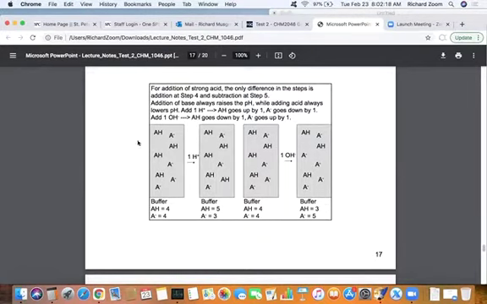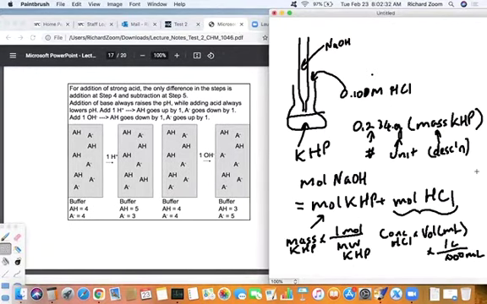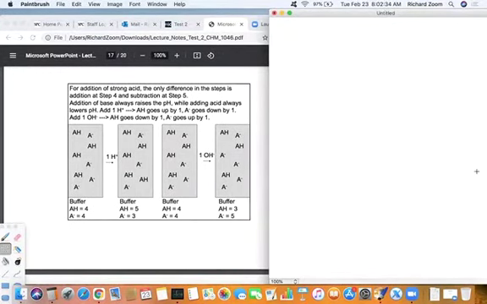So in the first part here, on both the right and left side, we start out with AH and A minus, and they're in equal amounts. When we add H plus, what happens is A minus reacts with H plus to form AH.